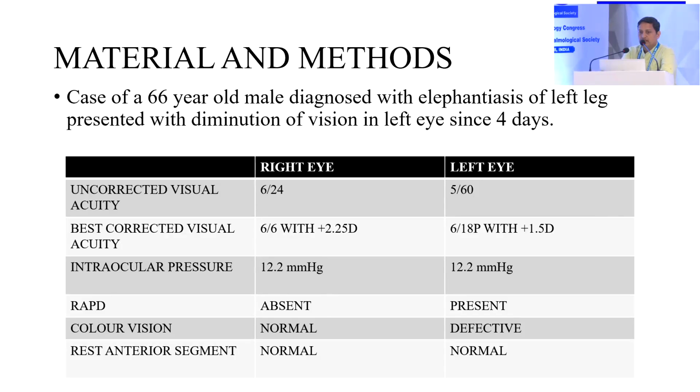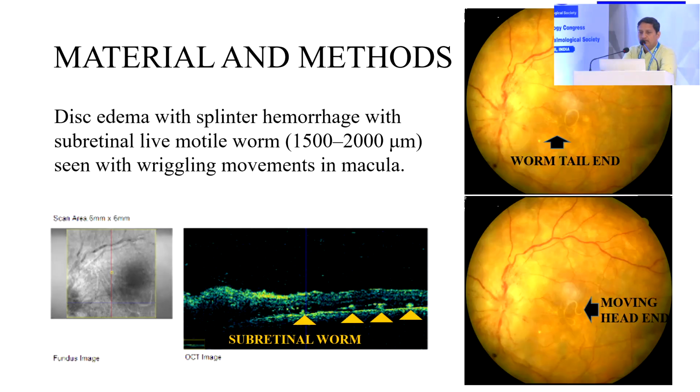This is a case of a 66-year-old male diagnosed with elephantiasis of the left leg, who presented with diminution of vision in the left eye since 4 days. The uncorrected visual acuity was 6/24, improving to 6/6 in the right eye, and 5/60, improving to 6/18 partial in the left eye. RAPD was present, and color vision was defective in the left eye. On the fundus photograph, disc edema with splinter hemorrhages and a subretinal live motile worm with wriggling movements was noted in the macula. You can see in the photographs that the head end is moving, and OCT also depicts the subretinal worm.